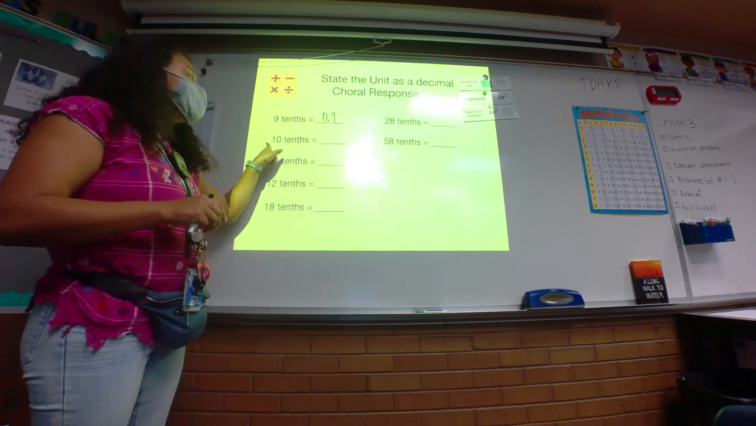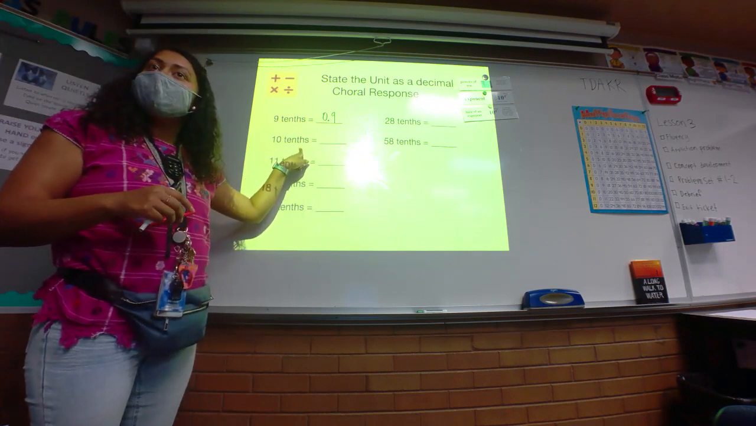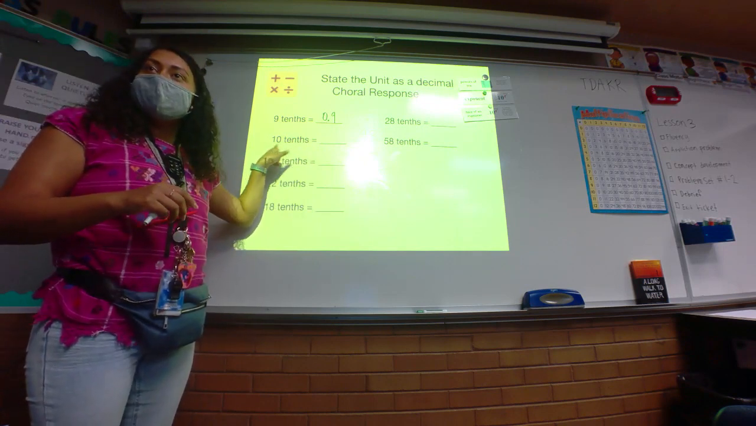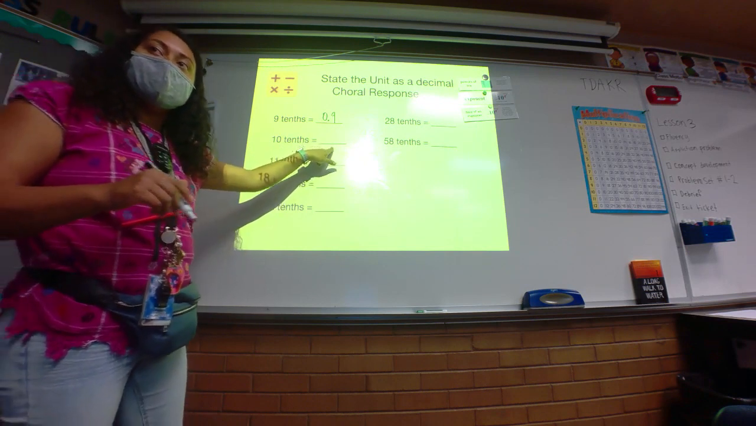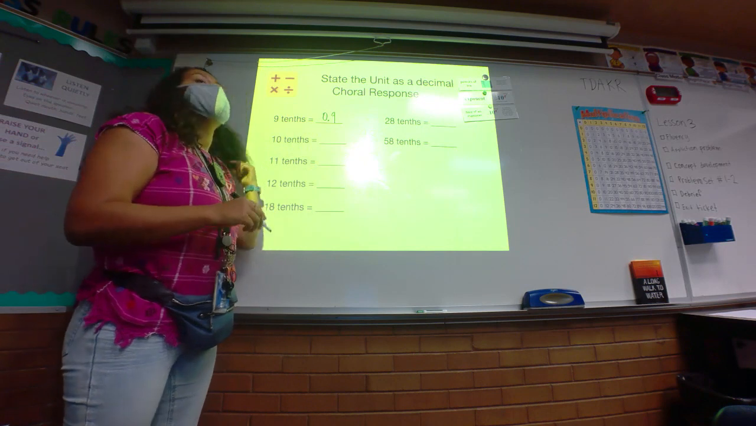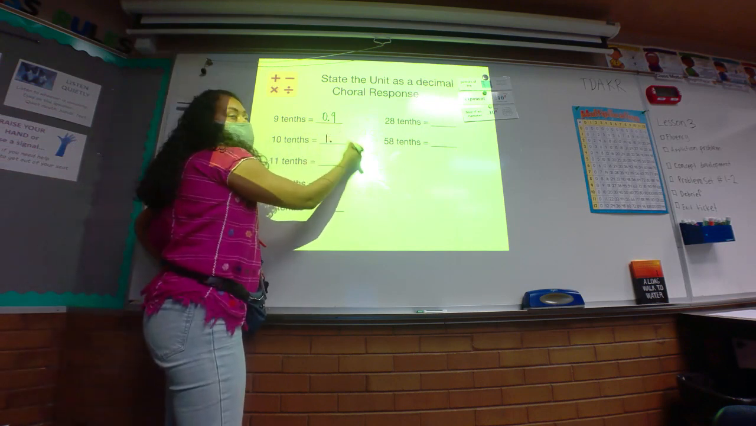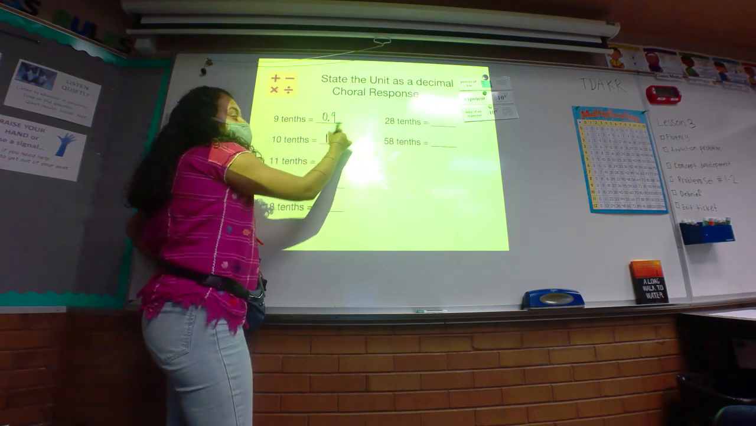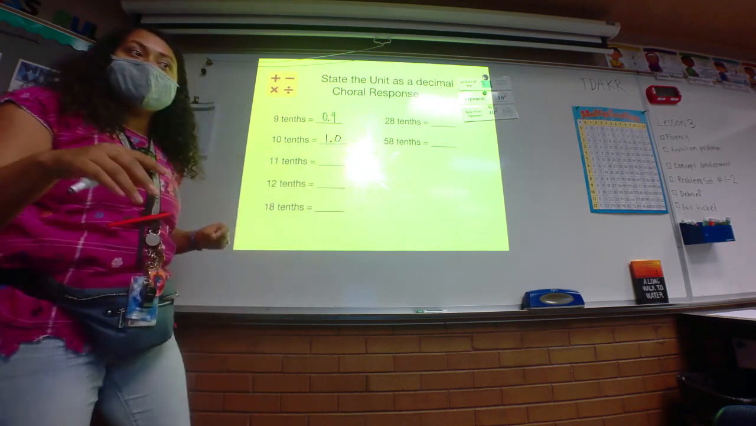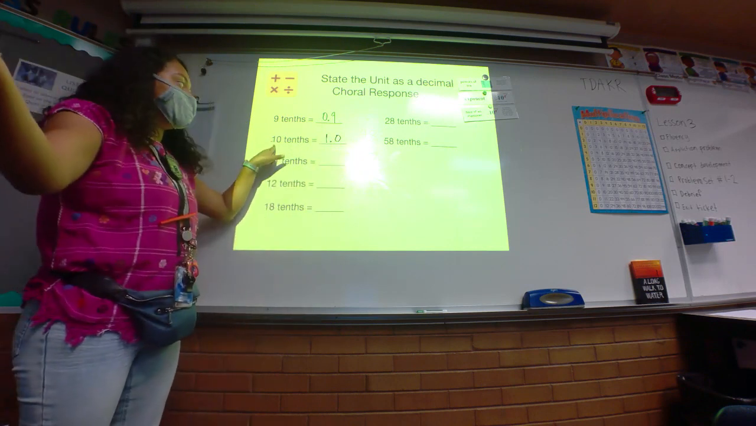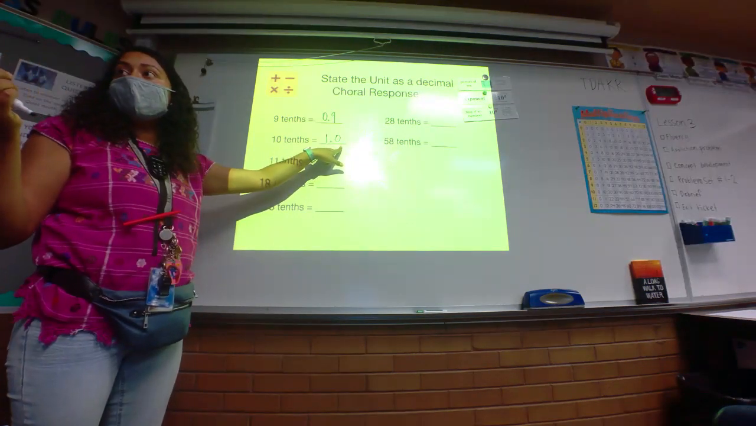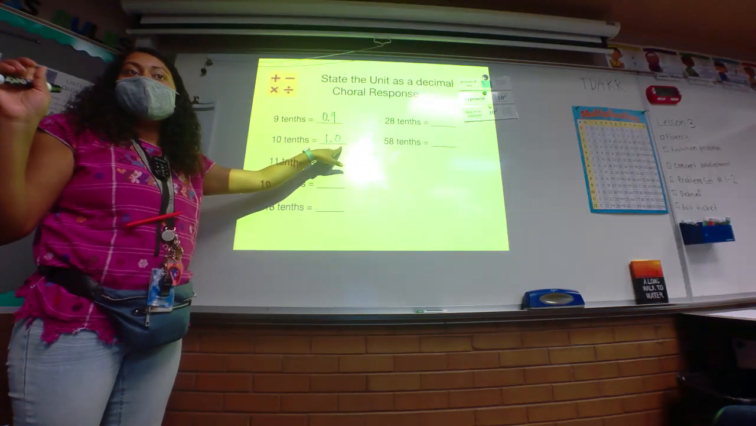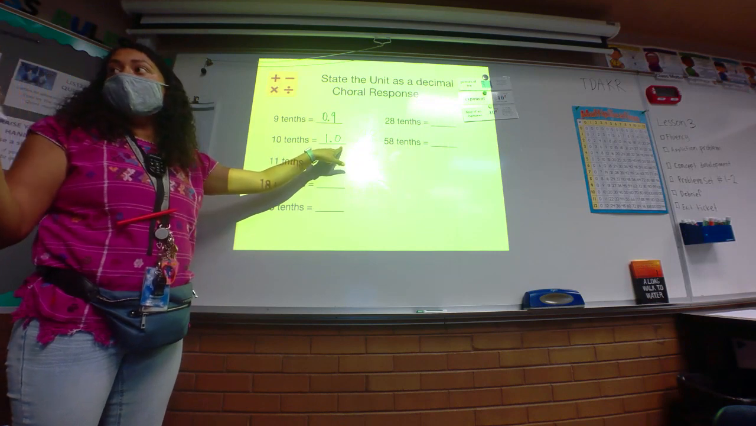Okay. 10/10. How much is 10/10 written as a decimal? 1 drop. Decimal? Decimal. Good. 1.0. Okay, let's say it together. Everybody, ready? Go. 10/10 equals 1.0. Hey, I heard almost everybody. And yeah, over here.